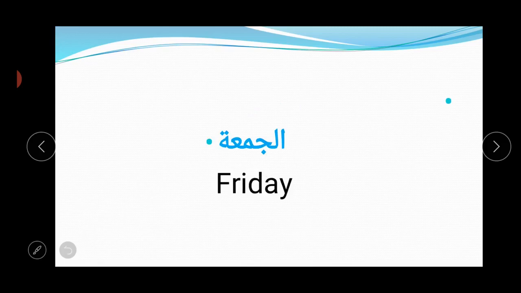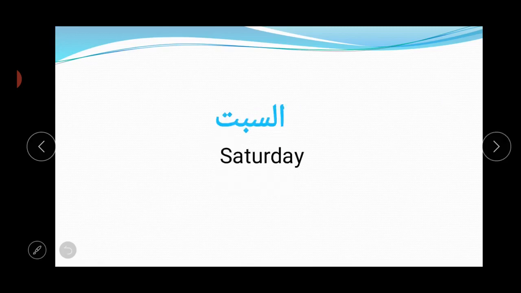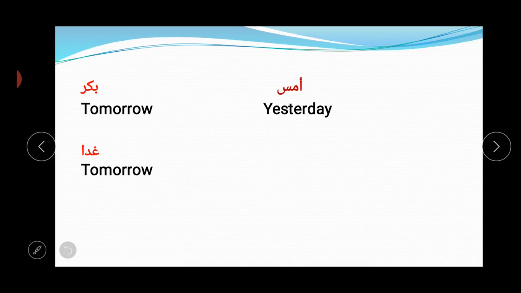Al-Jum'a. Yawmul Jum'a means Friday and it comes from the word Jum'a means gathering. And the last one is As-Sabt means Saturday. So for yesterday and tomorrow we use in Arabic. For yesterday it is Ams. For tomorrow it is Bukra and also Gadan is used for tomorrow.